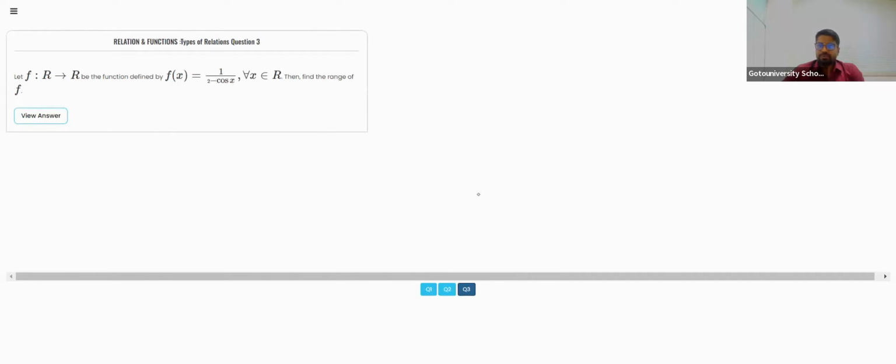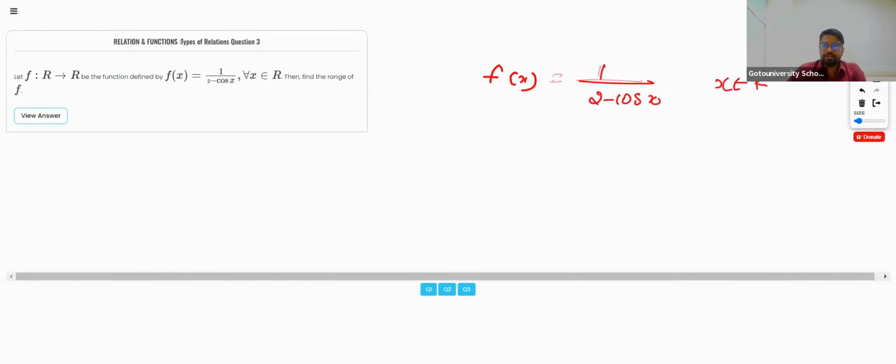As we are familiar with trigonometry, a little bit of trigonometry basics is enough for us to understand and answer this question. So our function is defined like this: 1 divided by 2 minus cos x. This is our function, where x belongs to real numbers. For all x belonging to real numbers, this is how we read it. Then find the range of this function.